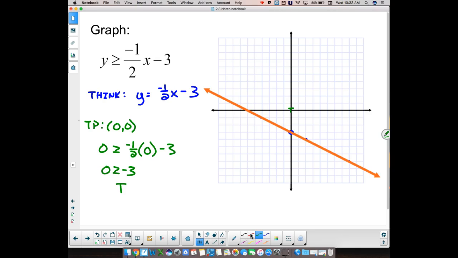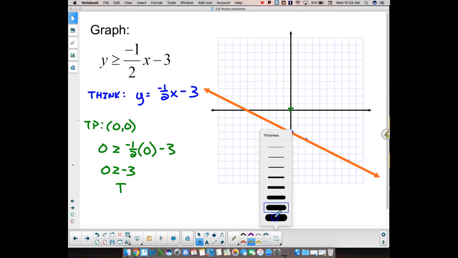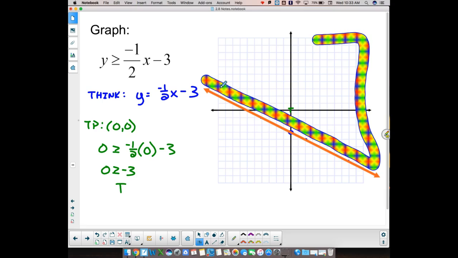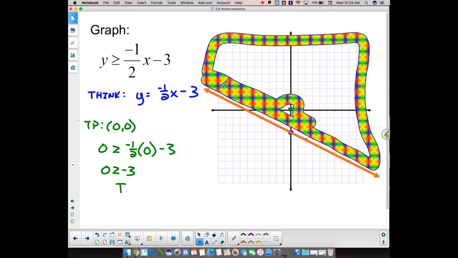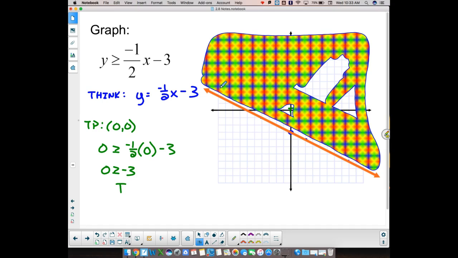So because it's a true statement, I shade on the test point side of the line. So I'm going to shade this entire side. Another reason why we go all the way across our graph with our lines. Okay? Questions?